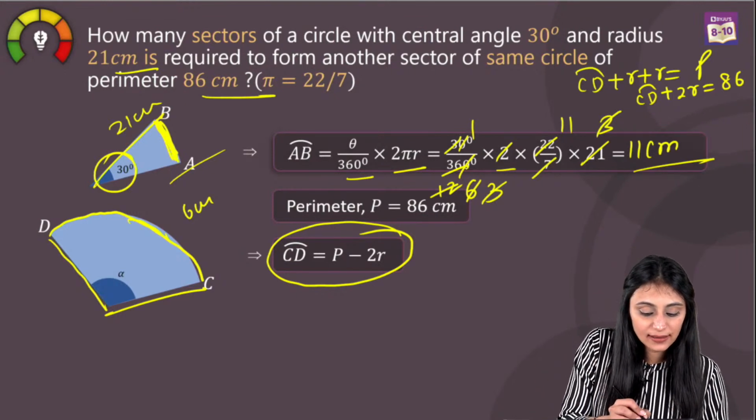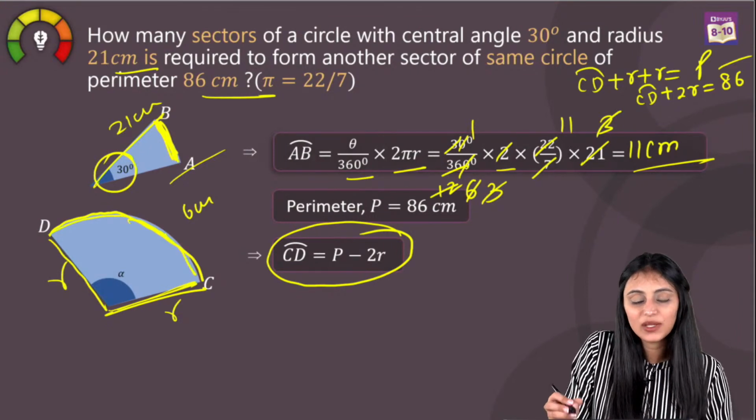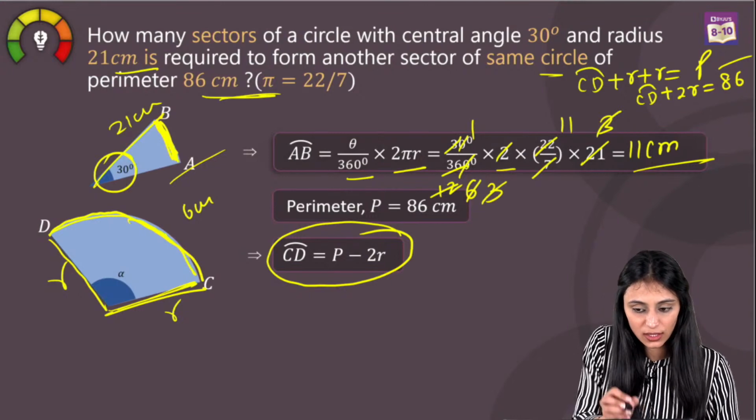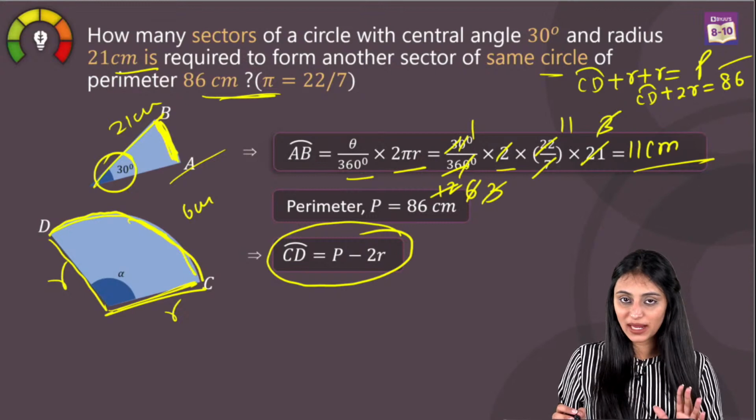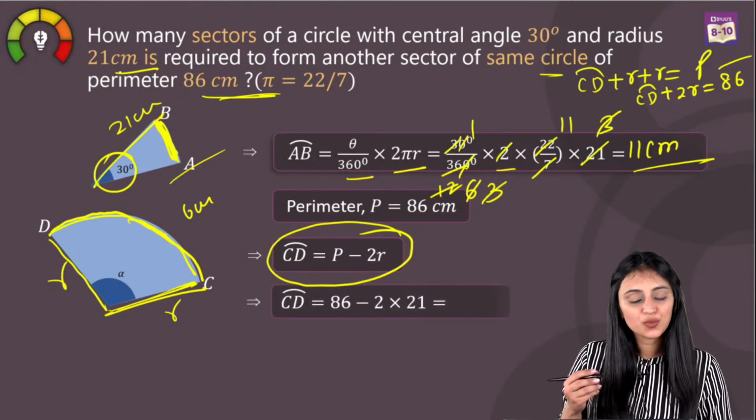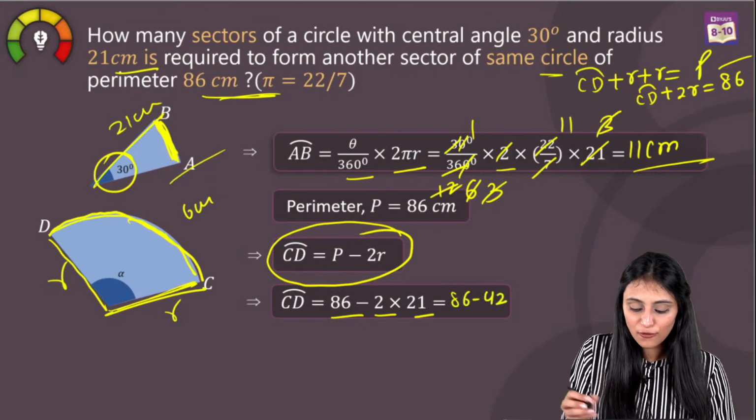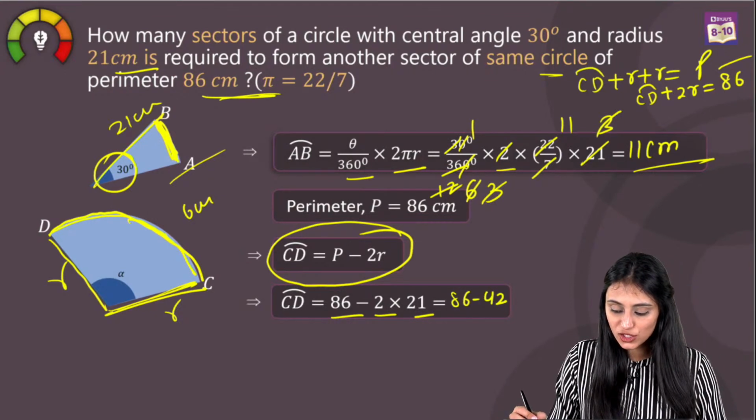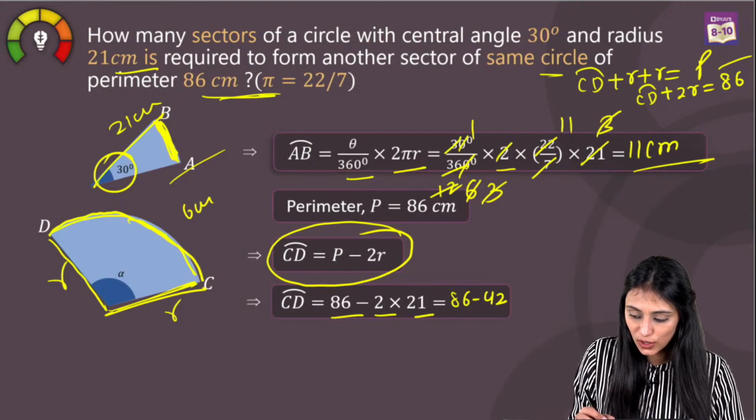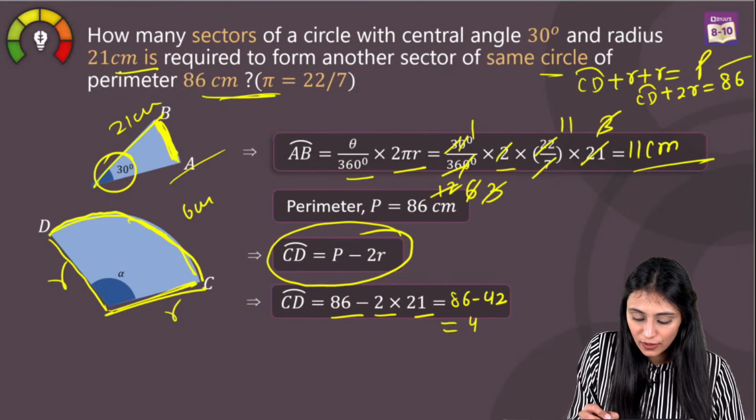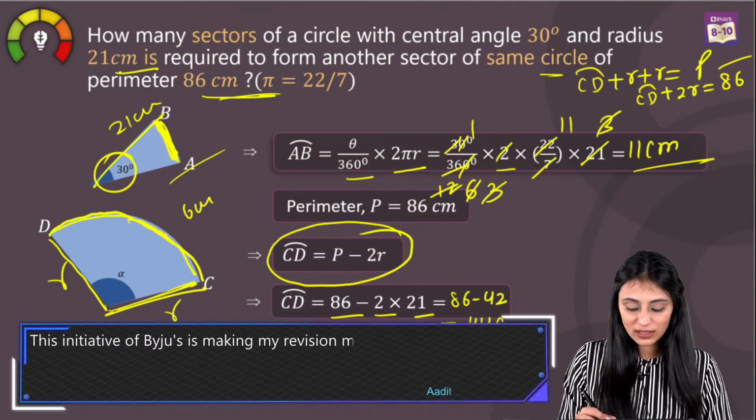Now this radius, the other radius, and this entire arc CD will be equal to the perimeter 86, as given in the question. Then CD equals the perimeter minus 2R. All you have to do is put the values: 86 minus 2 times 21, so 86 minus 42, which equals 44 centimeters. So this is the length of arc CD.